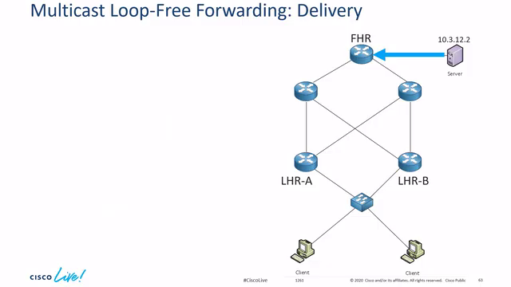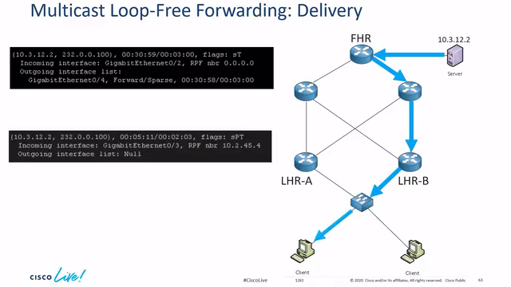So let's look at the delivery. Once that canal has been built, that trench has been dug, and the floodgate is opened on the first hop router to allow the multicast traffic to flow, it's going to flow backwards along the path of the PIM joins that it received, back towards the receiver.